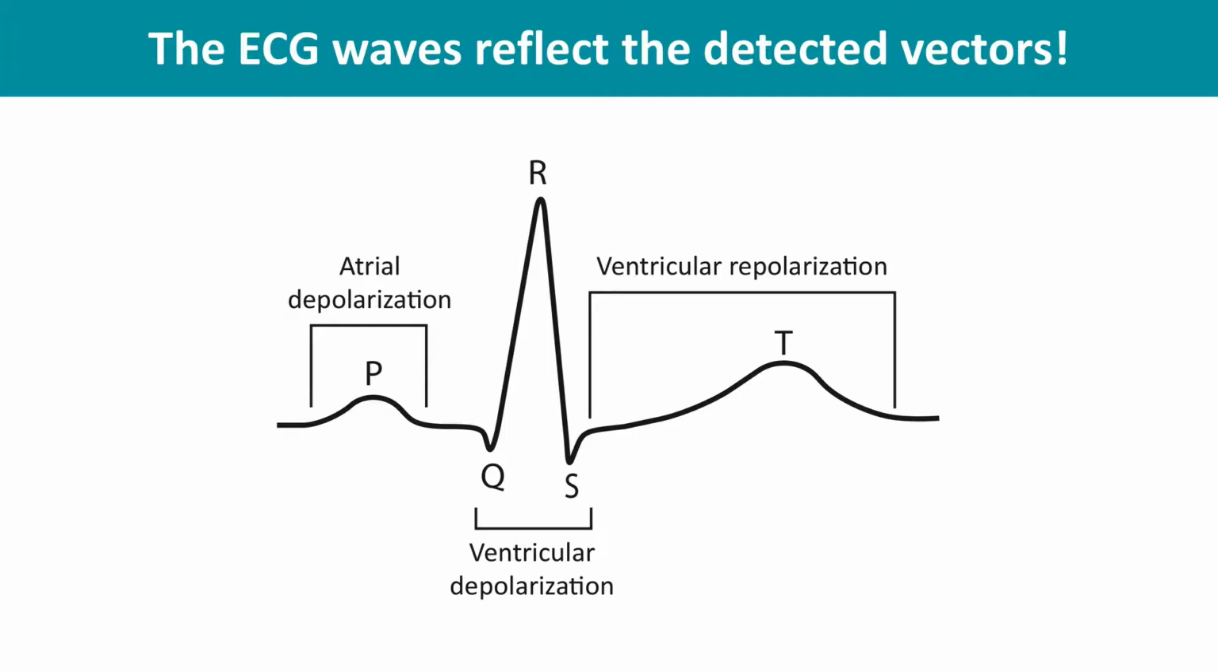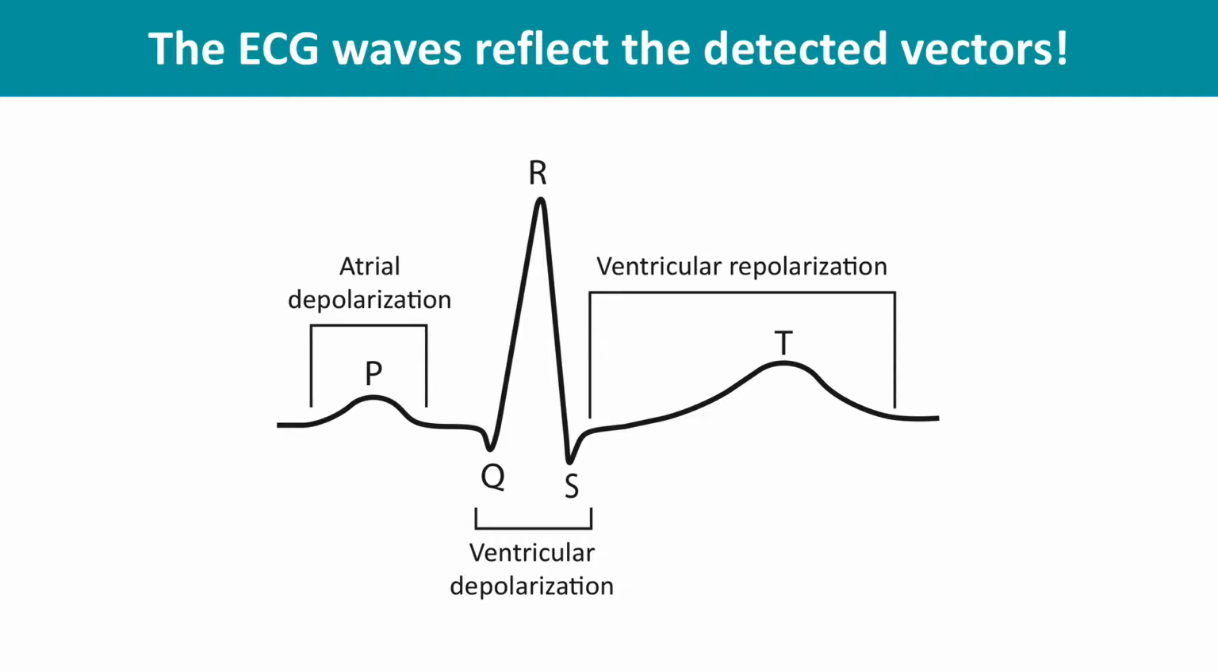So this is the classical ECG curve, and what you are seeing here is actually the result of the electrical vectors which exist during the cardiac cycle. And we did mention in the beginning of this lecture that the P wave corresponds to atrial depolarization, the QRS complex corresponds to ventricular depolarization, and the T wave reflects the ventricular repolarization.